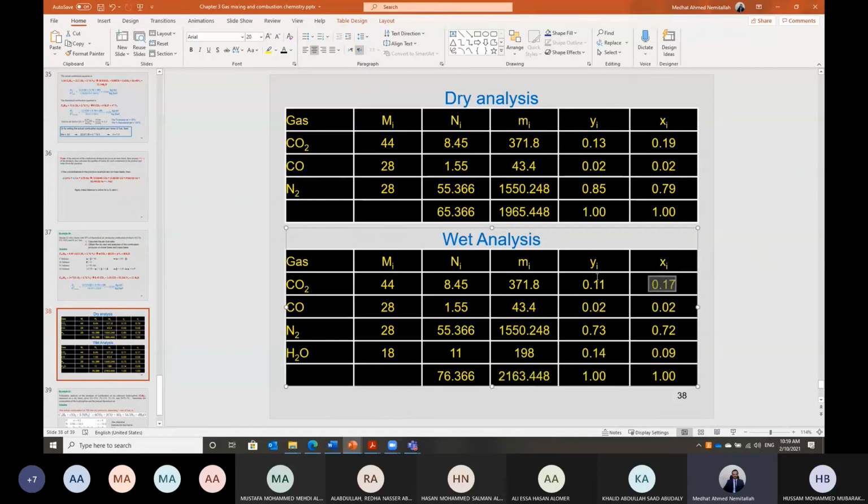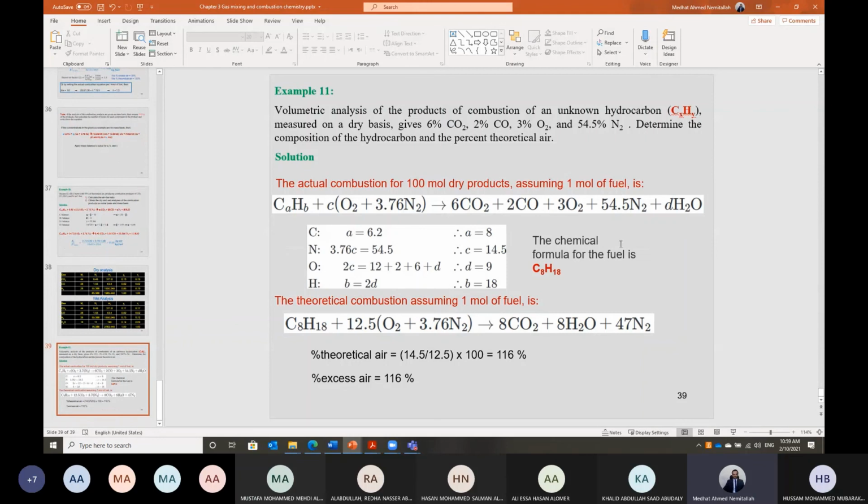The summation, Shabab, you can just double check. The summation of all mole fractions and of all mass fractions should sum up to a value equal to 1. And those are the dry analysis and the wet analysis of the combustion product.